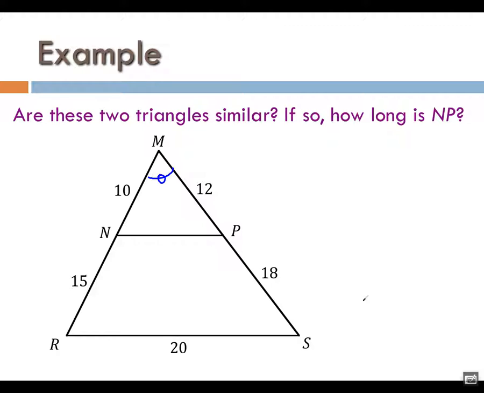Yeah, I'm doing that right now. They're proportional. No, they're not. 10 over 15 is 2/3. Yeah. 12 over 18 is 2/3. No. Is it? And then yes.